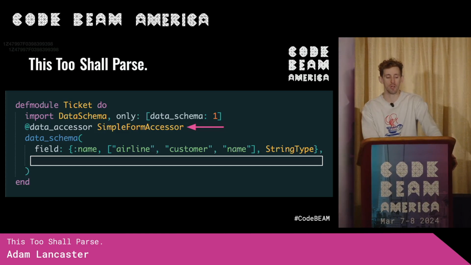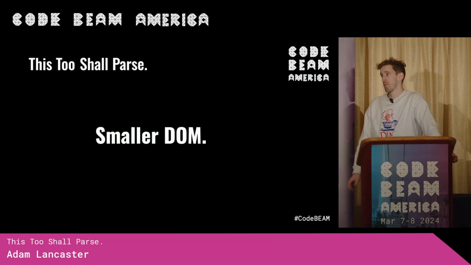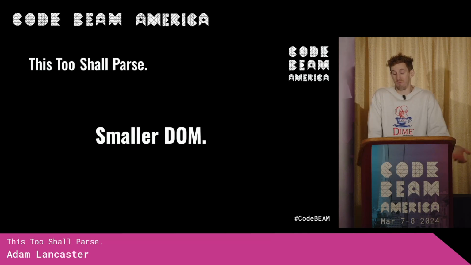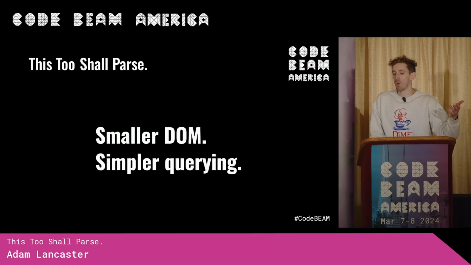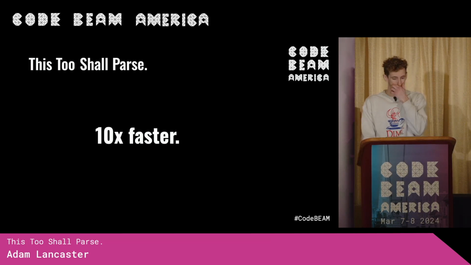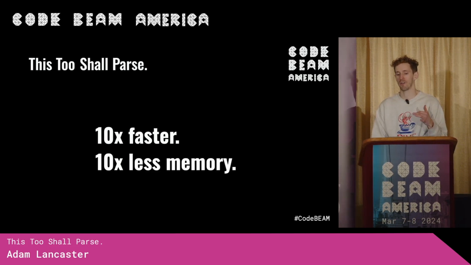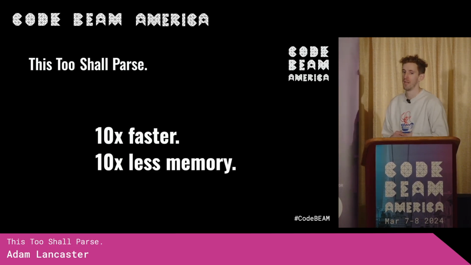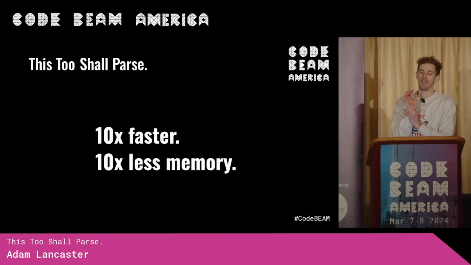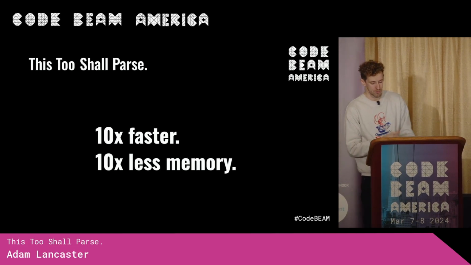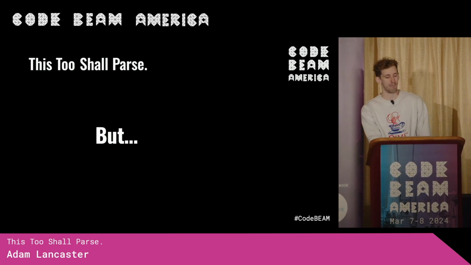So the real win in terms of the XML parsing was just having that smaller DOM enabled faster querying, and it turned out to be a lot simpler than XPath was. And in the benchmarks and everything we had, it really was 10 times faster and 10 times less memory, which is a noticeable difference in infrastructure costs. Such was the amount of XML that was being parsed. So that was a really nice win to have.